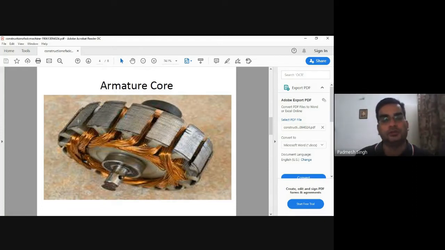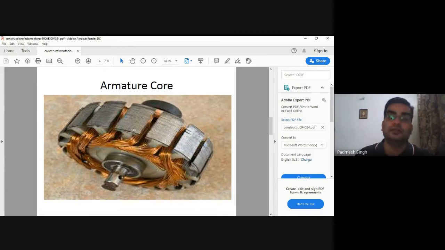Now this whole portion is the armature core. It has a number of slots to house windings. For example, this is one slot, this is one slot, this is one slot, this is one slot, this is one slot, this is one slot. These are the slots. In this, winding is done.